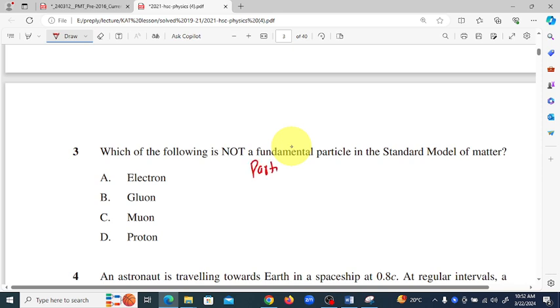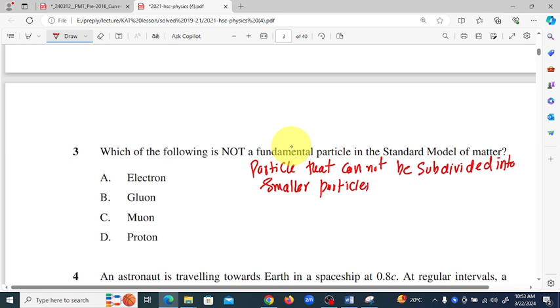The particle that cannot be subdivided into smaller particles is called a fundamental particle. So which is not the fundamental particle, it means not fundamental. In this question we need to know which particle can be divided, which particle can't be divided. Okay, so not a fundamental particle.